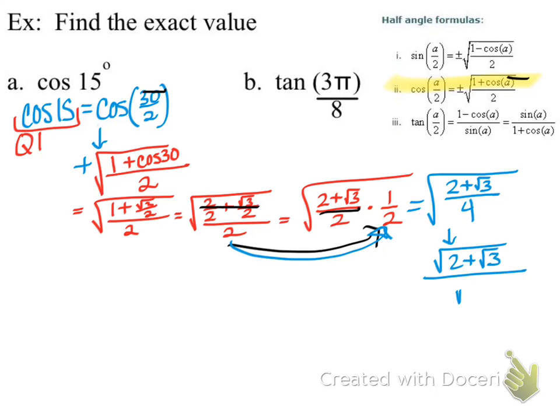Now I'm going to separate and make it proper. The square root of 2 plus square root of 3 all over the square root of 4. But thankfully square root of 4 is a perfect square and I just get 2. And I'm done. My answer is proper and simplified. So that's the correct exact answer for cosine of 15 degrees. It's positive because it's in quadrant 1, and I worked it out using 30 degrees because I knew the answer for 30 degrees.